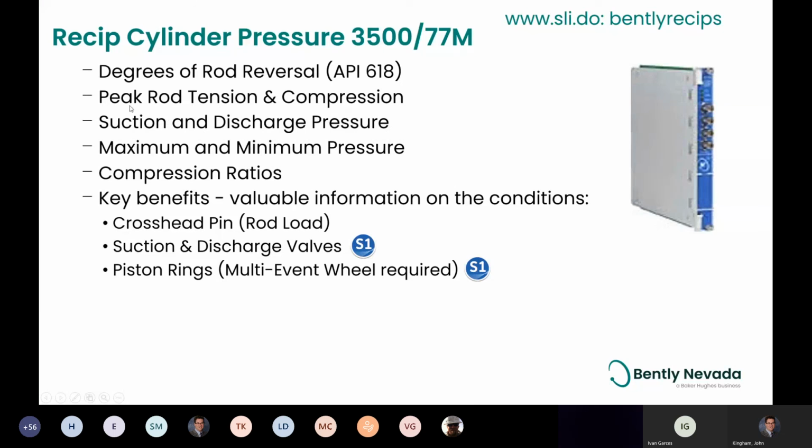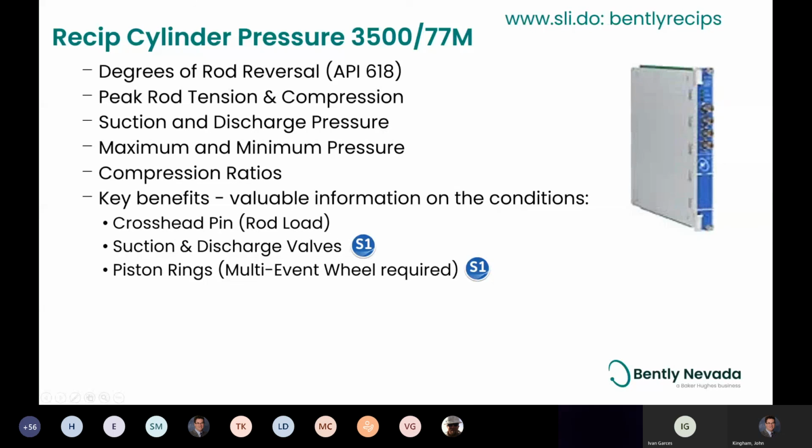So we're also going to calculate peak rod tension and compression, suction and discharge pressures, maximum and minimum pressures, and compression ratios. All of those values can be Modbused out to your DCS if you don't have System 1. If you have System 1, those values and more are going to be trendable. So you'll get crosshead pin load, again, that's rod load, and then suction and discharge valves.